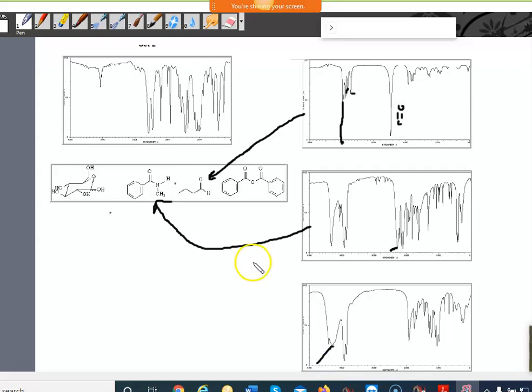Alcohol, boom, don't have to go any further. There you go, alcohol. Alcohol is so characteristic, obvious as to what it is.